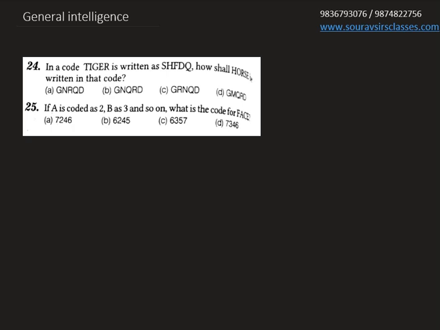Today we are going to solve one problem based on general intelligence. General intelligence is one of the most important portions in any competitive examination, and it is the hardest one also.